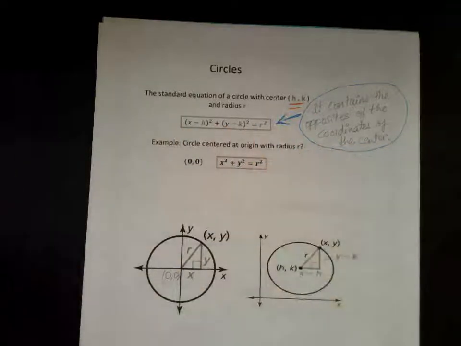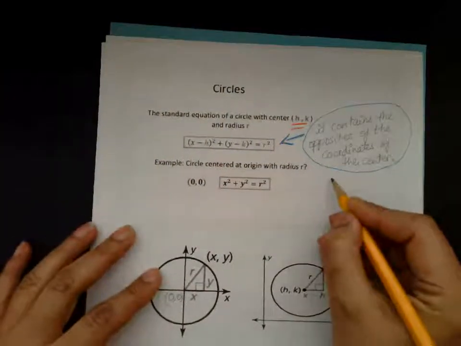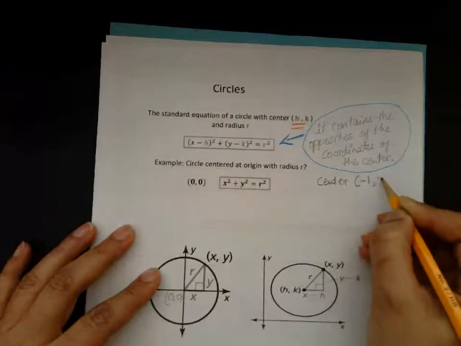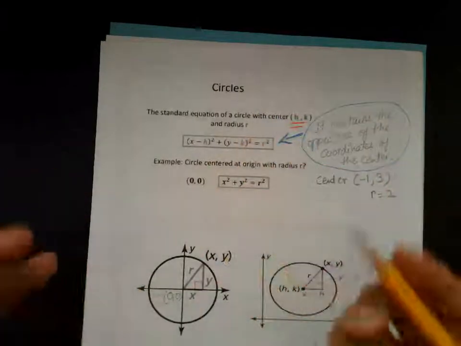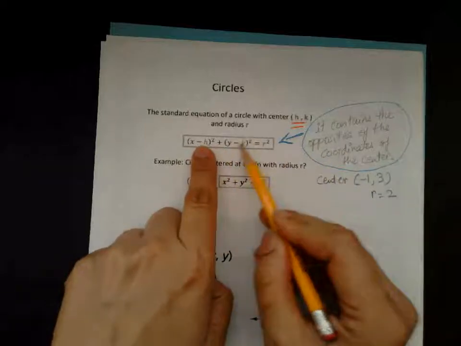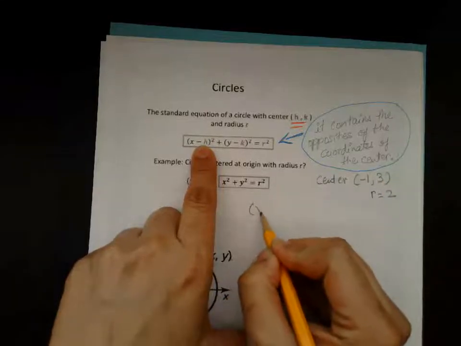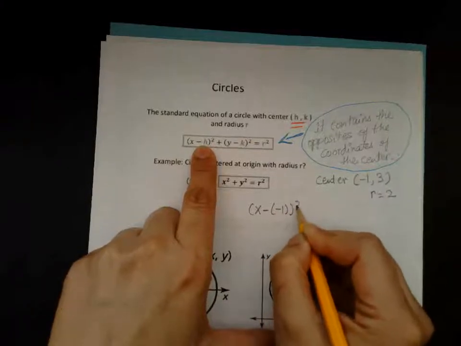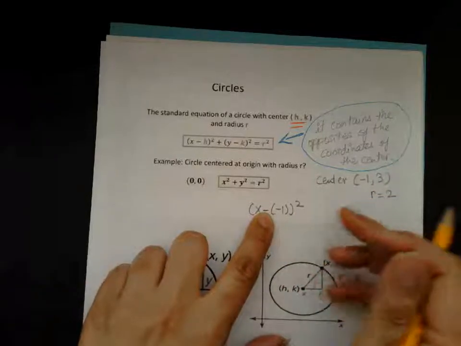Let's take up an example. If I ask you, if the center is (-1, 3) and the radius is 2, how will I write it in the standard form? Because it is always the opposite. It contains the opposite of the coordinates of the center. Okay, so x minus, what is h? -1, squared. Minus sign will be there, and then plug in whatever h or k is given to you.